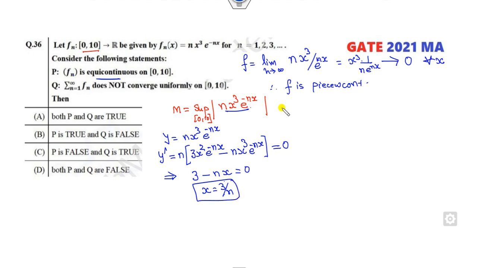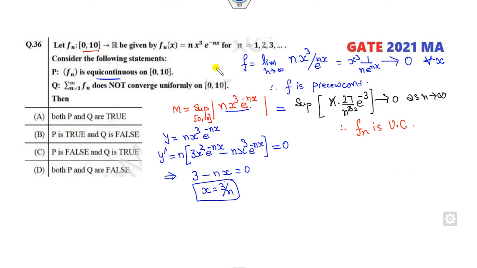Fine. So I can substitute the value here. What will happen to the supremum? The supremum of n x cube becomes 27 over n square e raised to power minus 3. So clearly it is n square in the denominator. Fine. It goes to 0 as n approaches infinity. So what is the meaning of that? This fn is uniform convergent.